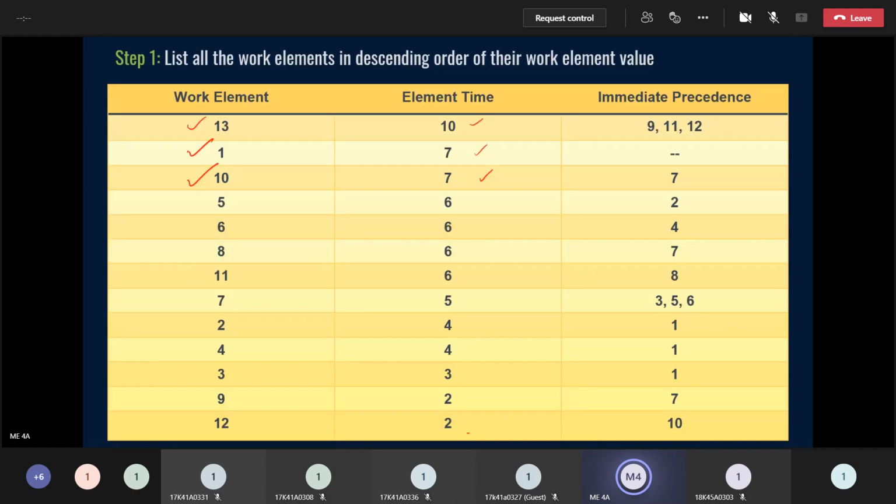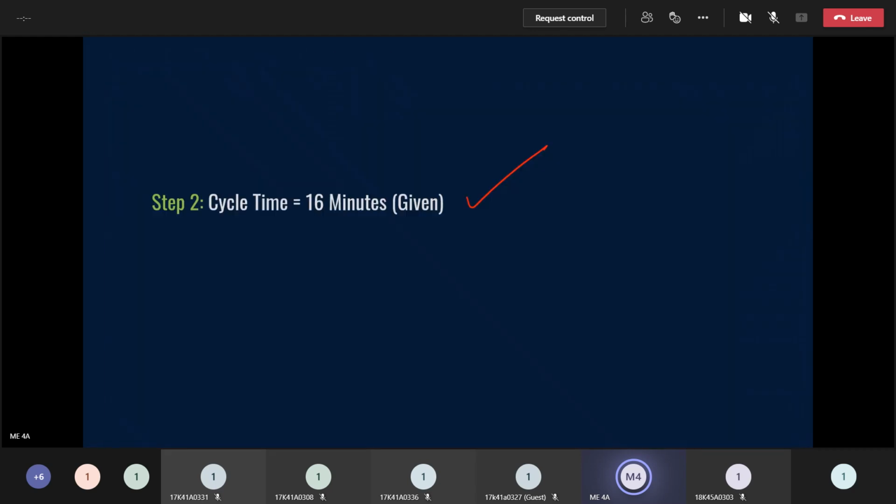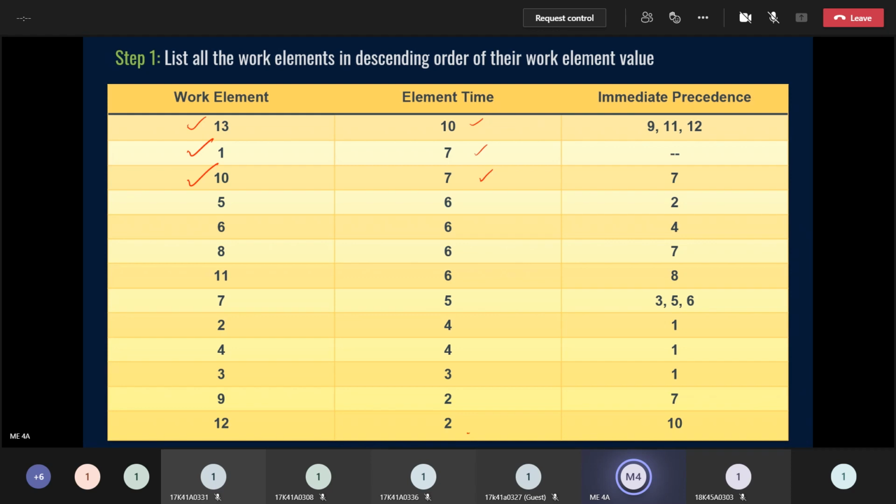So let us do this now. Here I am writing station 1, the first station. In this station 1, I must start allocating elements starting from the top of the table. It is 10 minutes, for element 13. But can I assign 13 directly to the first station? I cannot, because there is a precedence constraint here. 9, 11, 12 should be over before I assign 13. So I cannot do that.